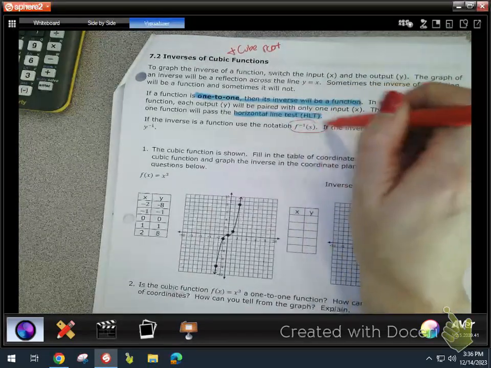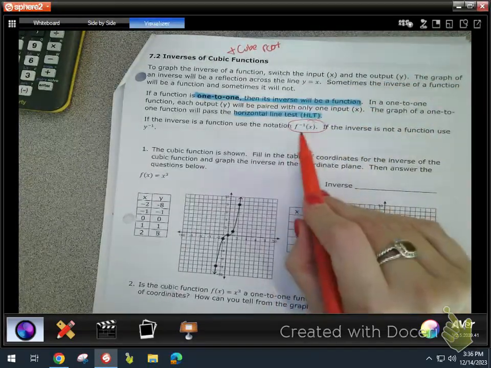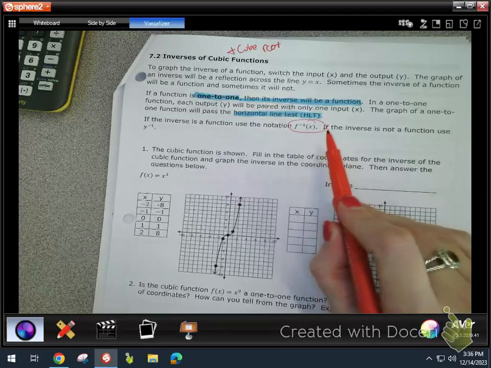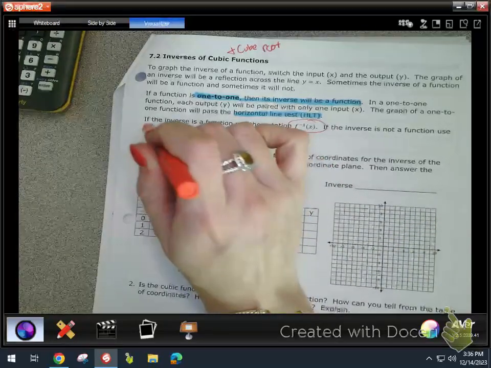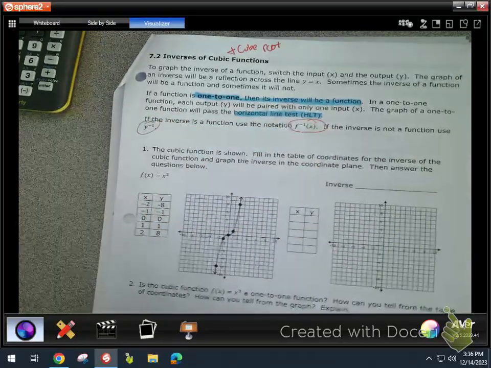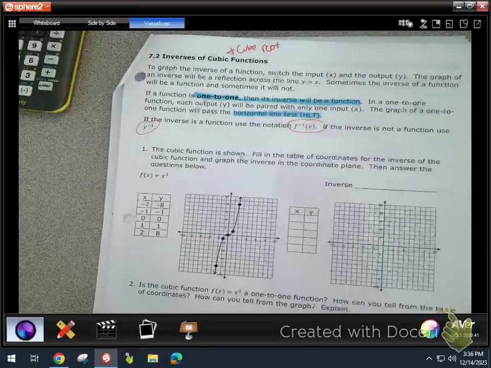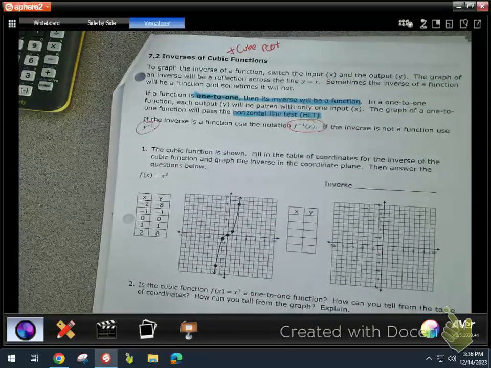It's the f inverse x. You can only use that if the inverse is actually a function, which we ensure that they are, so it's okay to use that. You can also use y inverse. I'm not really picky about it. I do always do my answer keys with f inverse x because, again, we're making sure they are 1-to-1.